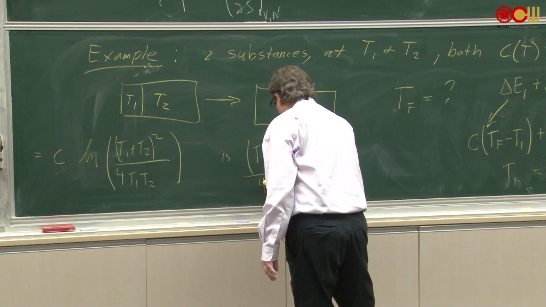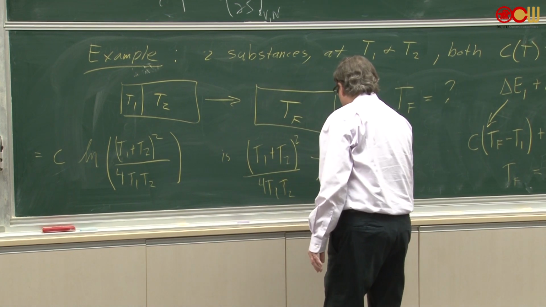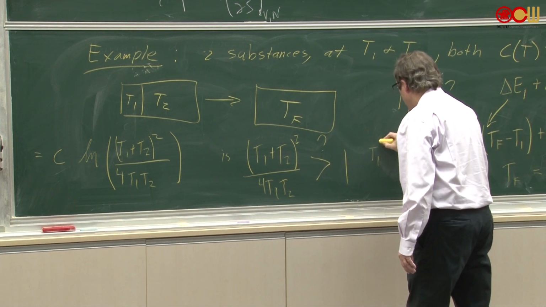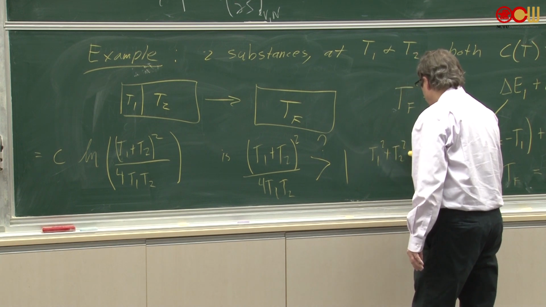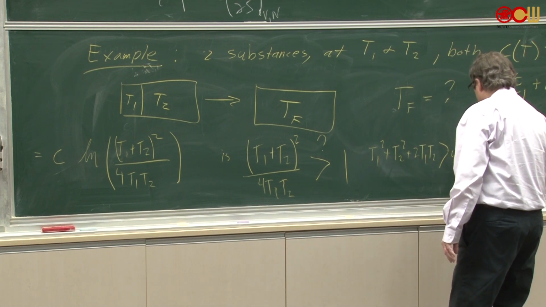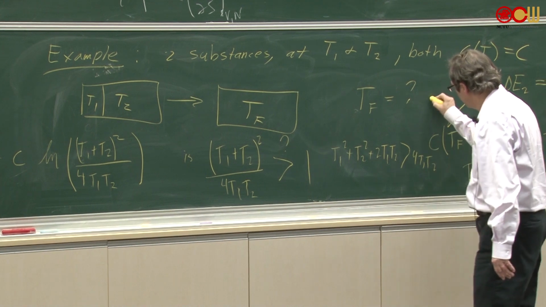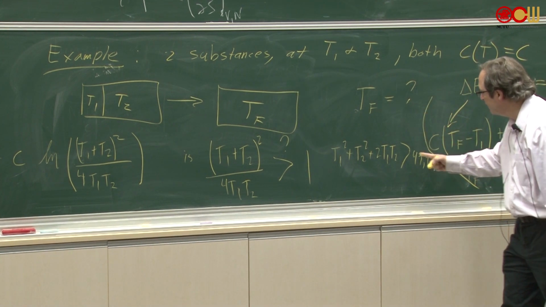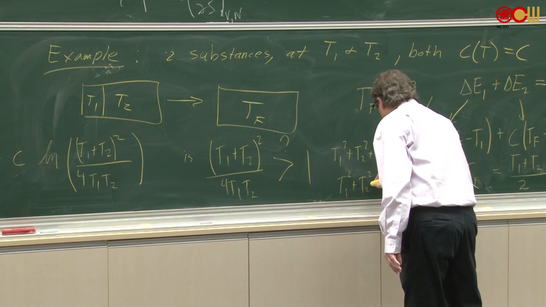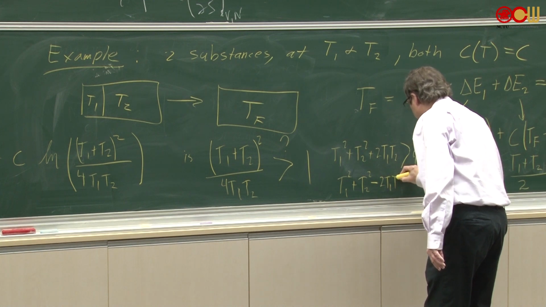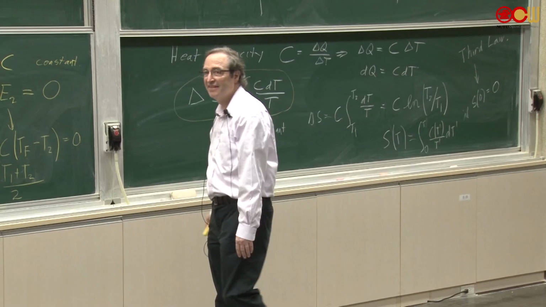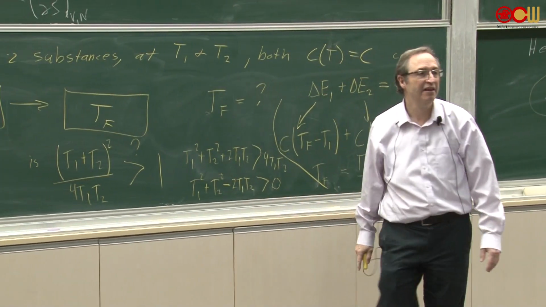So is (T1 plus T2) squared divided by 4 T1 T2 greater than 1? Is that true? I'll move it over. I get T1 squared plus T2 squared plus 2 T1 T2. Is that greater than 4 T1 T2? I bring this over here, and I get T1 squared plus T2 squared minus 2 T1 T2. Is that greater than 0?